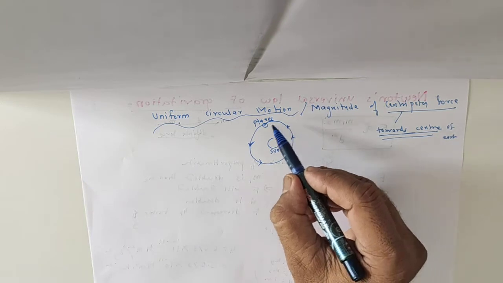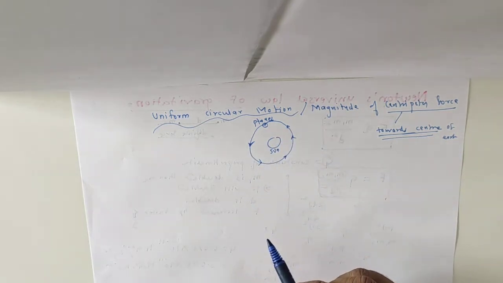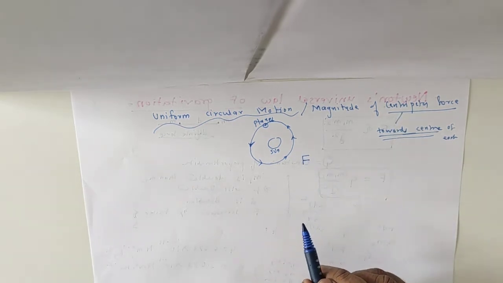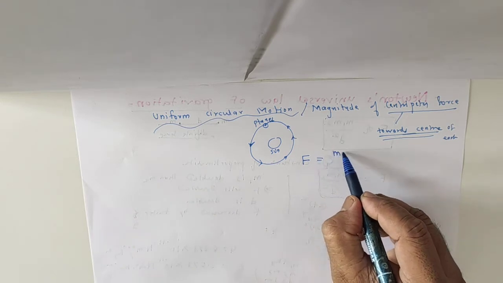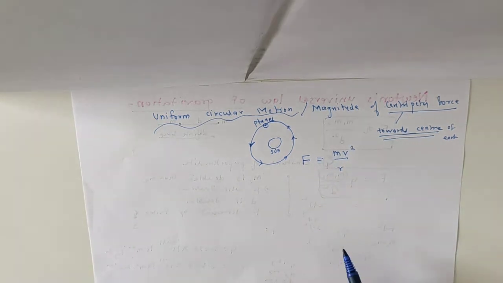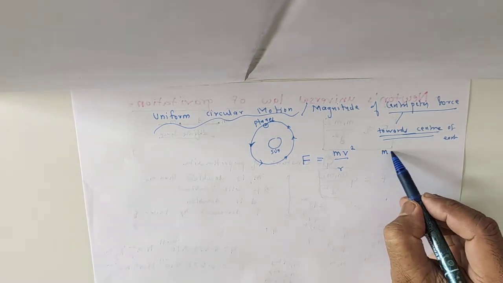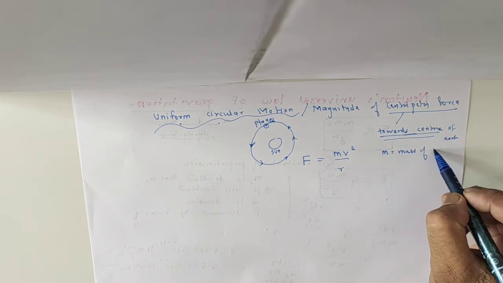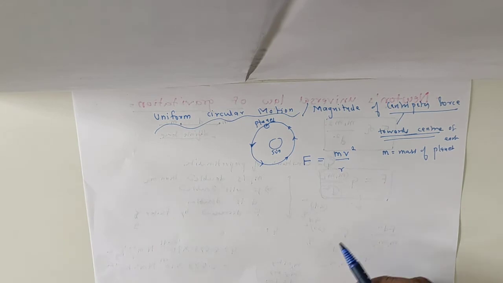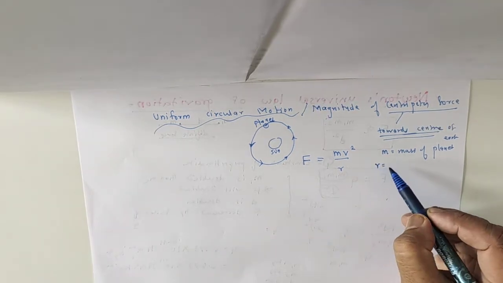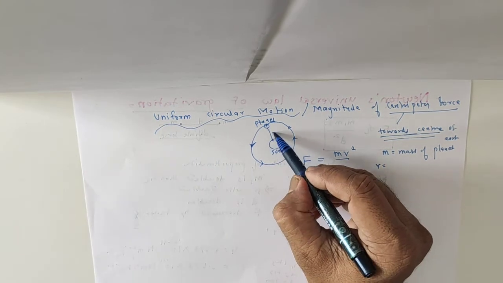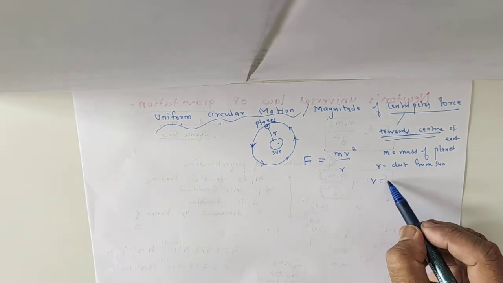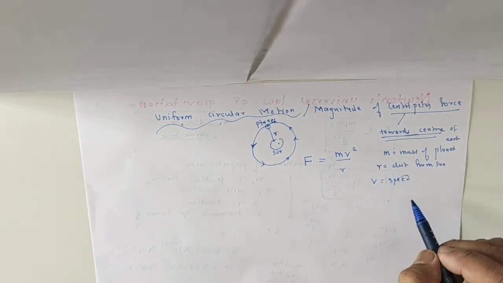And this planet moves in uniform circular motion. Then the centripetal force is equal to mv square upon r. What are these quantities? m is the mass of the planet, r is the distance from the sun, and v is the speed of that planet.